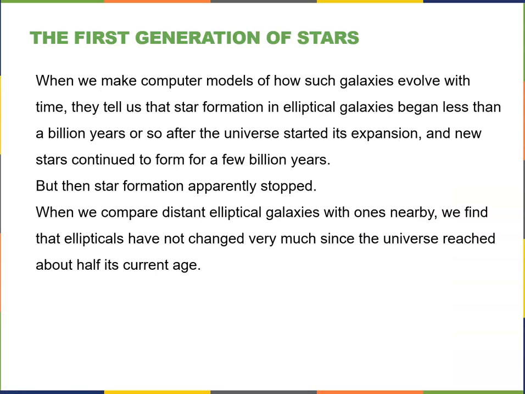So when we make computer models of how galaxies evolved in time, it actually tells us that the star formation in elliptical galaxies began less than 1 billion years or so after the universe started to expand. And after that, new stars continued to form for a couple billion years. However, suddenly star formation stopped. When we compare the distant elliptical galaxies with ones closer by, we find that ellipticals have not changed very much since the universe reached about half its current age.